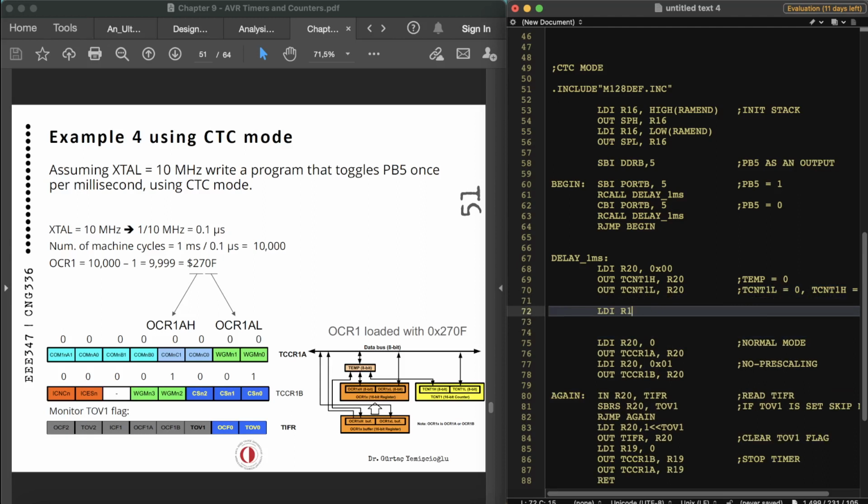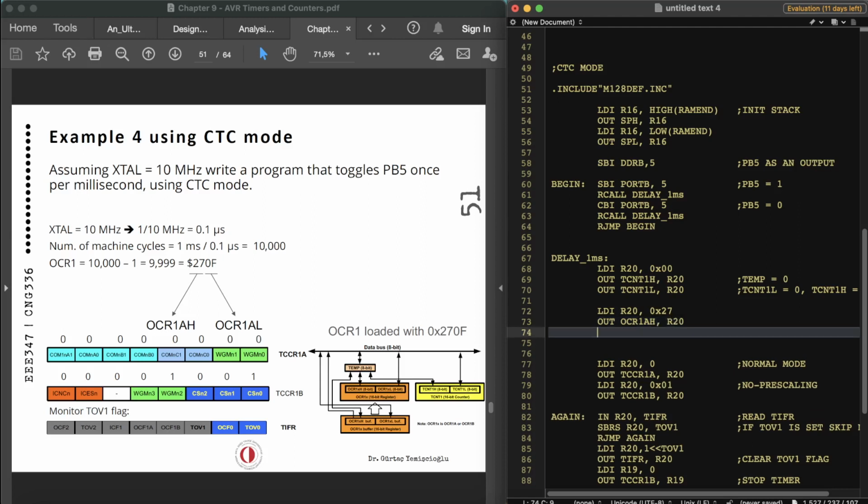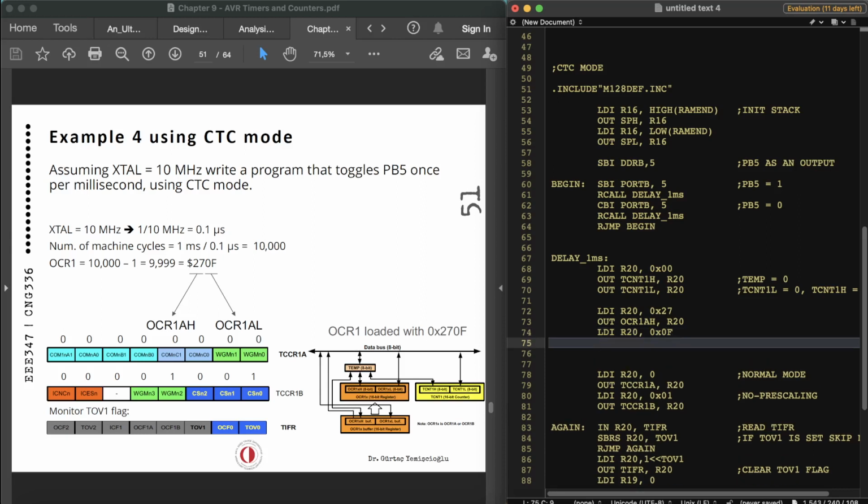LDI R20, it's going to be 0x27 for the high byte. Out OCR1AH, R20. And LDI R20, 0x0F, and that will be out OCR1AL, R20.